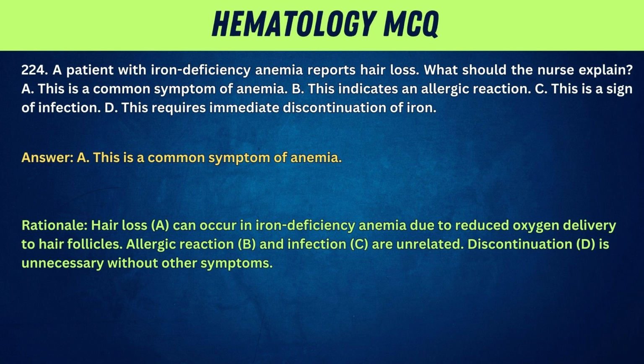224. A patient with iron deficiency anemia reports hair loss. What should the nurse explain? A. This is a common symptom of anemia. B. This indicates an allergic reaction. C. This is a sign of infection. D. This requires immediate discontinuation of iron. Answer: A. This is a common symptom of anemia.